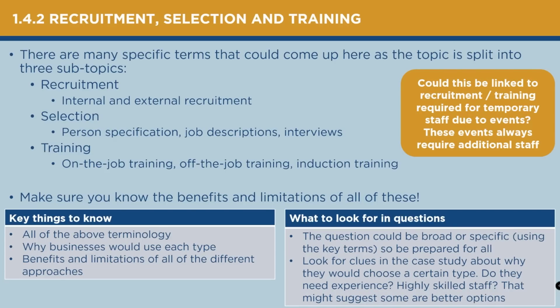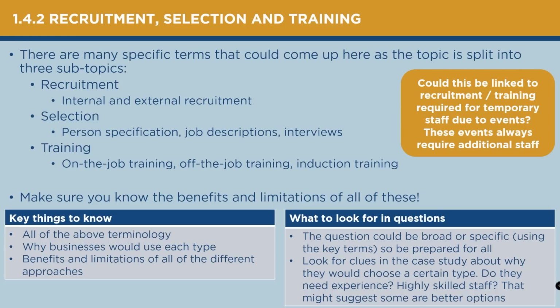Now, the second topic is recruitment, selection and training. There are loads of specific terms here that could come up, because this topic is actually basically 3 topics. You've got recruitment, internal and external. You've got selection, and then the different kinds of ways you select, the likes of interviews and using person specs and job descriptions. And then you've got training, like on-the-job and off-the-job training and induction training. So make sure you know all of those definitions.